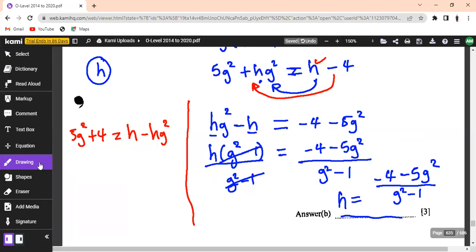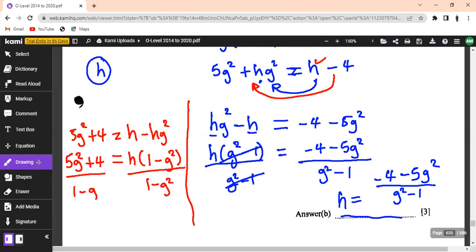You're going to factor out the h here on this side. So this part remains as it is, which is 5g squared plus 4 here. Then you can factor out h. We are going to be left with 1 minus g squared, just like that. So to find h, divide by 1 minus g squared on both sides. So this can cancel, and your h is going to be 5g squared plus 4, everything over 1 minus g squared.